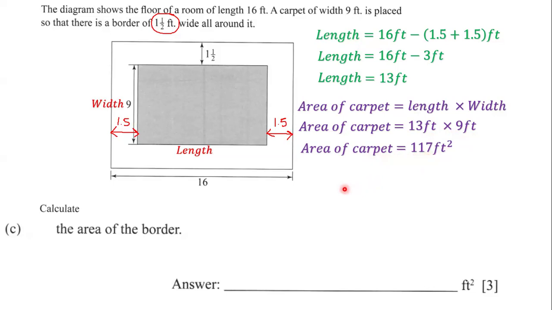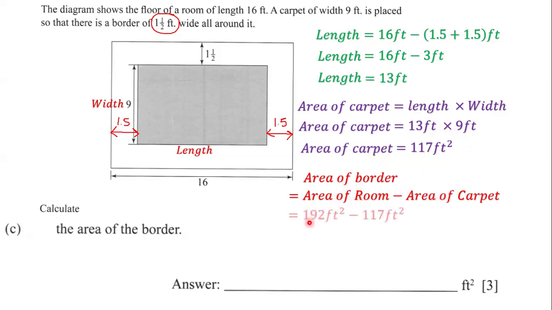Now that we know the area of the carpet, we need to figure out what is the area of the border. Now the area of the border is going to be the difference between the area of the room and the area of the carpet. We already know the area of the room. The area of the room is 192 feet squared, which we calculated previously. And we have 117 feet squared, the area of the carpet, which we just calculated. And so when we subtract them, we get 75 feet squared.